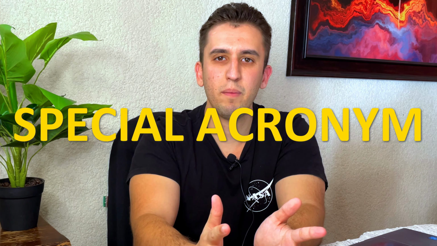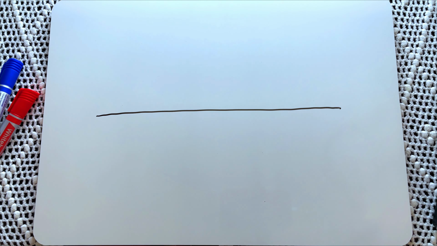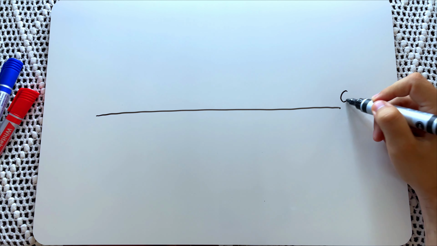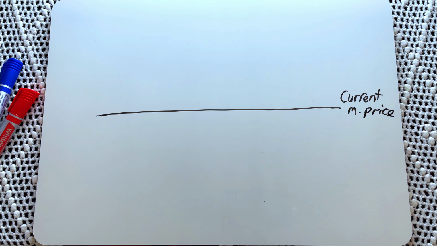So now that we've covered all of that, let's go into the final bit, which is the special acronym that's going to simplify everything so that you never have to worry about what are these orders and when do I use them. So let's get right into it. Let's talk about the special acronym that helps me remember the buy limit, sell stop, sell limit, and buy stop. And what I'm going to do is draw a line, and this line resembles the current market price. Okay, so this is where the market is currently.